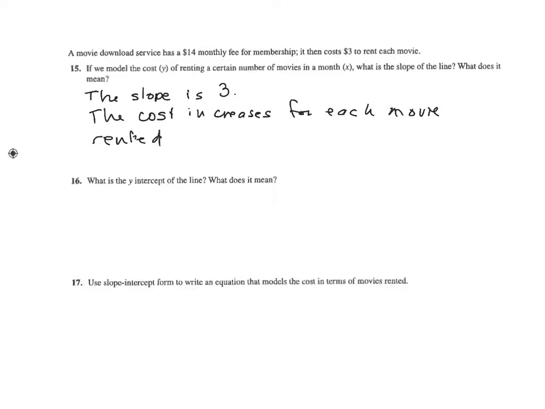And then they ask, what is the y-intercept of the line? That would be the starting point. So if you didn't rent any movies, your monthly fee would be $14, right? So this is the cost if no movies were rented.